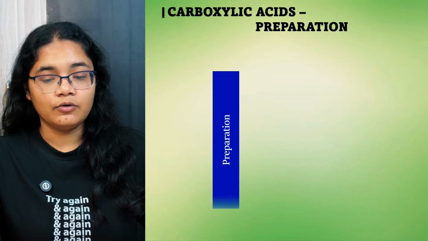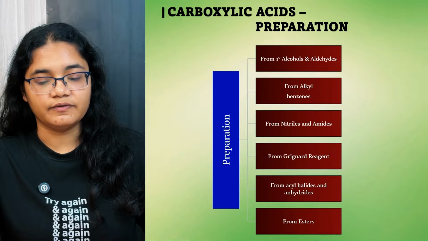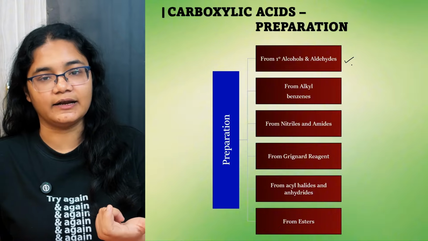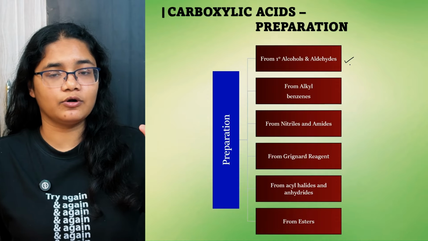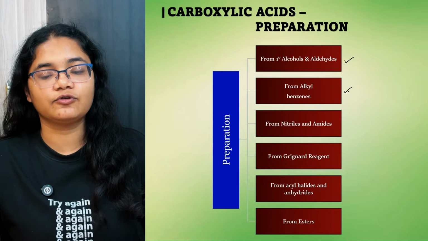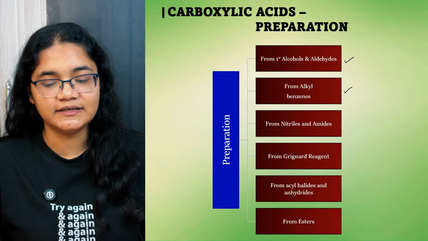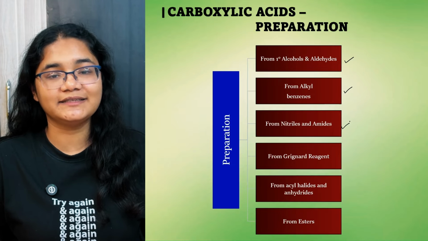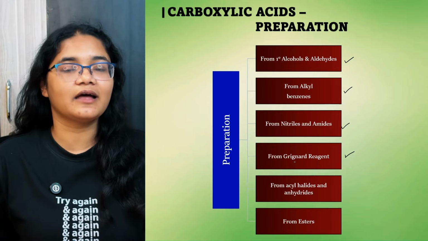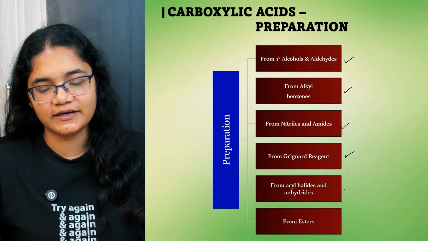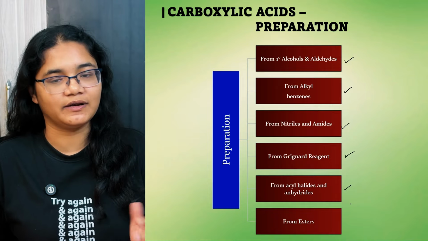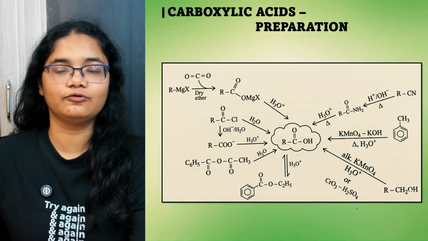Now, how do we prepare carboxylic acids? We have different methods here. The first one is from primary alcohols and aldehydes: by oxidation with a strong oxidizing agent, you can easily get a carboxylic acid. Next, from alkyl benzenes, here also we have to oxidize. From nitriles and amides, if you hydrolyze them, you will easily get carboxylic acid. From a Grignard reagent, if you treat it with carbon dioxide, you will get carboxylic acid. From acyl halides and anhydrides, if you hydrolyze them, you will get acids. Then from esters also you have to hydrolyze them.